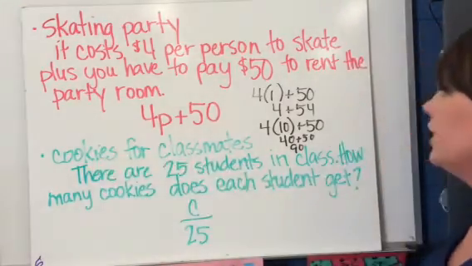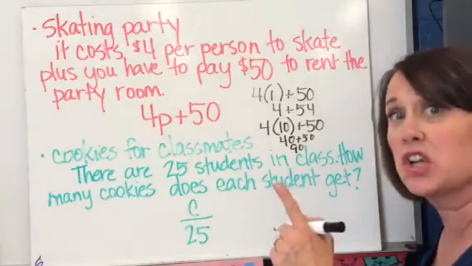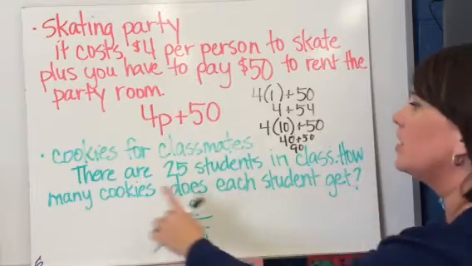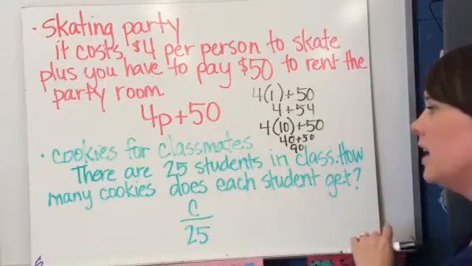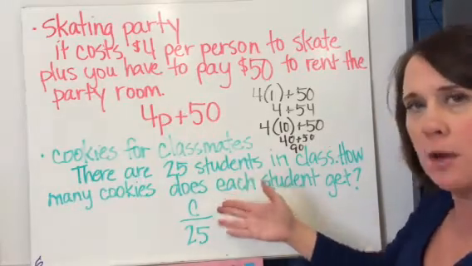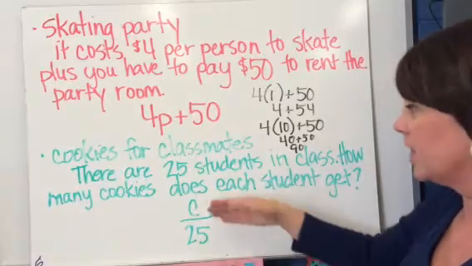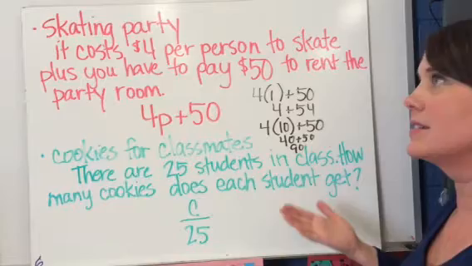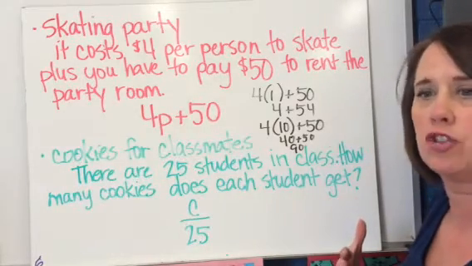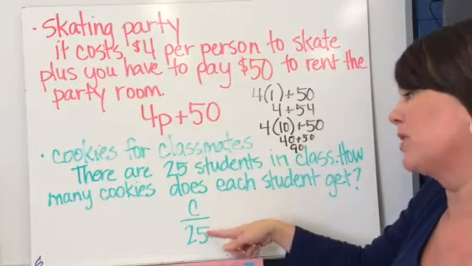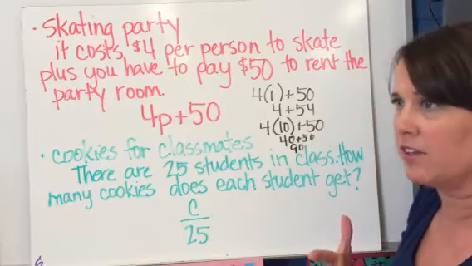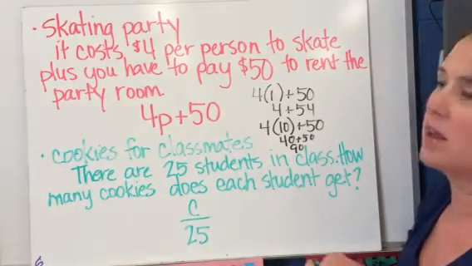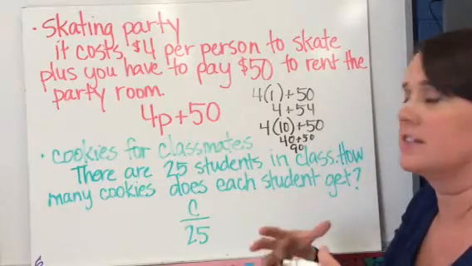How about when we have cookies for classmates? I think this is a good idea. Let's say there are 25 students in the class, and you need to know how many cookies each student gets. Well, it depends on how many cookies that the person brings. You would do the number of cookies divided by 25 to see how many cookies each person got. And if this number was not evenly divisible by 25, it wouldn't be fair that only some people got cookies and some people got fewer cookies than others.